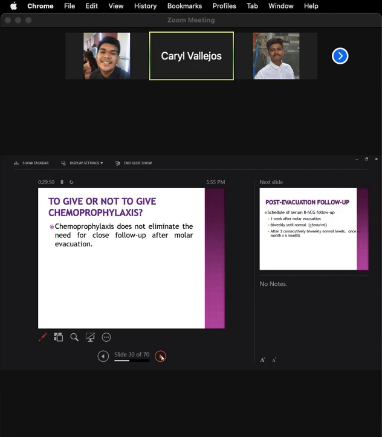So, chemoprophylaxis does not eliminate the need for close follow-up after molar evacuation. There is still a need for close follow-up even if the patient receives chemoprophylaxis. It depends on the attending physician whether or not to give chemoprophylaxis.